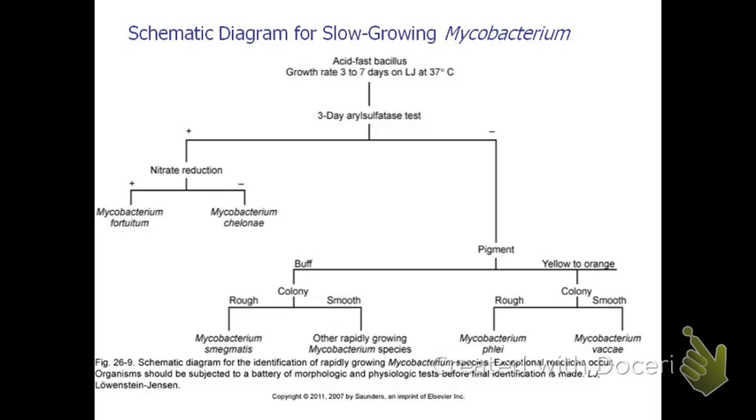Now, for the slow growers, for medically important microorganisms, we should be more concerned with slow growers. Why? Because the majority of the pathogenic Mycobacterium would be here. This would include the fortuitum, chelonae, phlei, smegmatis, and vaccae. But these organisms are also differentiated according to their biochemical reactions.